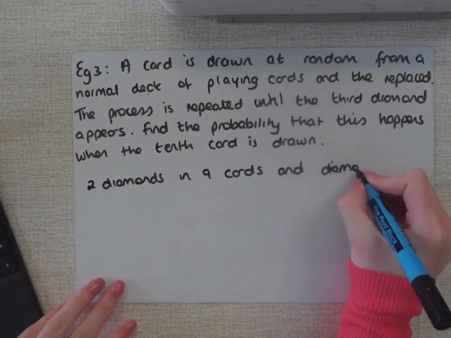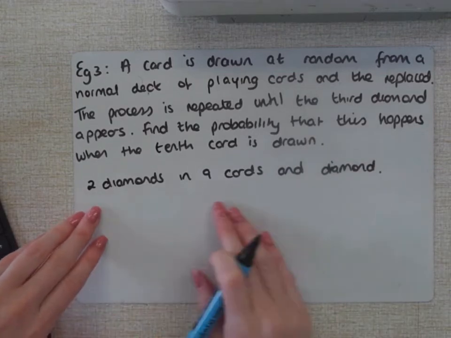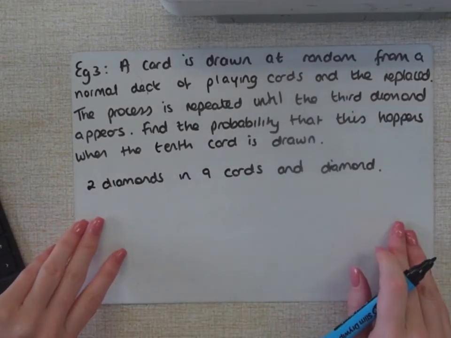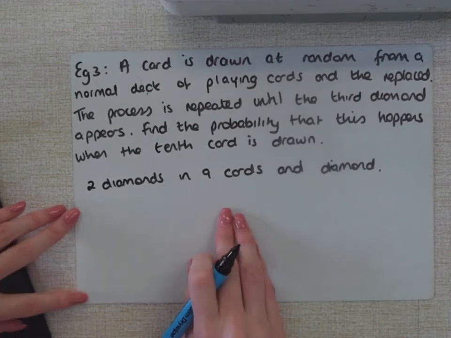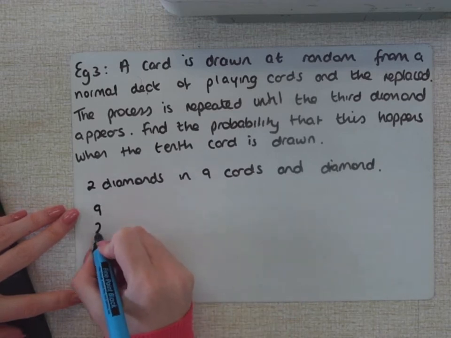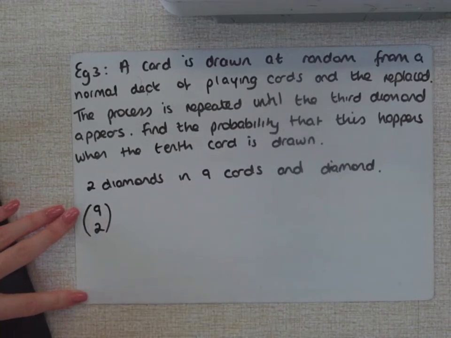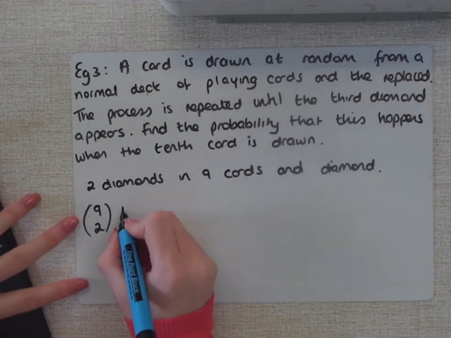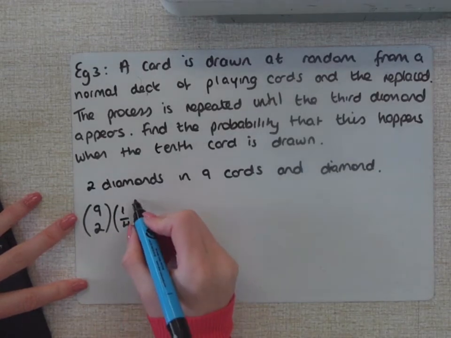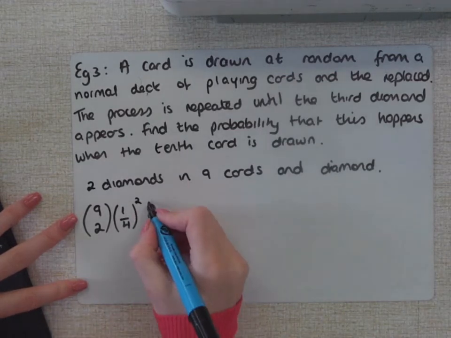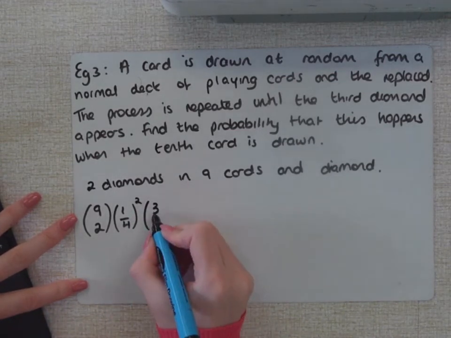Okay? So you've 2 diamonds in 9 cards, and then you have a diamond, because the 10th card is a diamond. So 2 diamonds in 9 cards. That's going to be 9 choose 2. What's the probability of a diamond? A quarter. 13 diamonds out of 52, or 4 suits, one of them is diamond, 1 out of 4. So a quarter. How many diamonds did I want there? 2. And then not a diamond, 3/4.